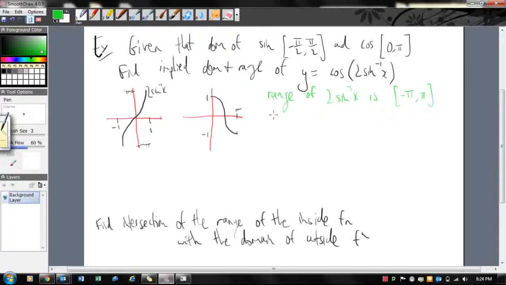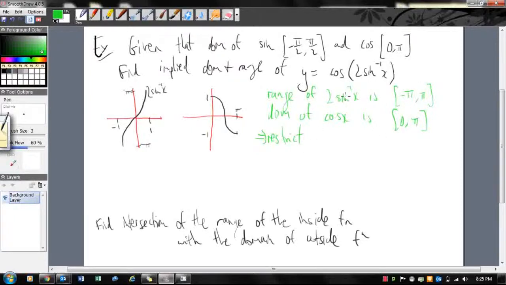And what's the domain of the outside function? The domain of our outside function here, which is cos x, we were told has been restricted to 0 to pi. Okay, so there are our two regions, and what we need to do is find where those two intersect. In other words, where do they overlap? Where are they both defined? Because otherwise, if they're not both defined, then the function isn't defined. And so therefore, what we want to do is restrict.